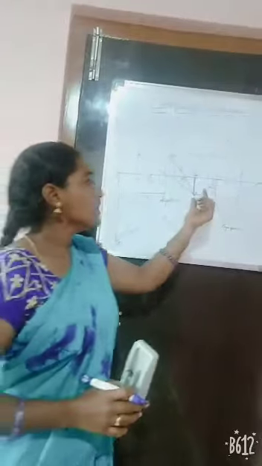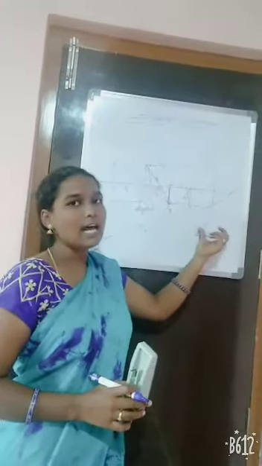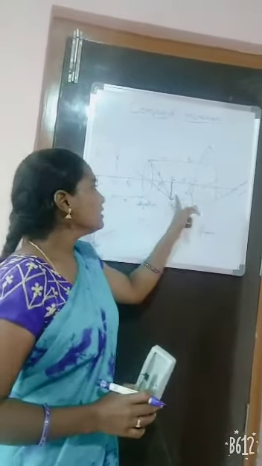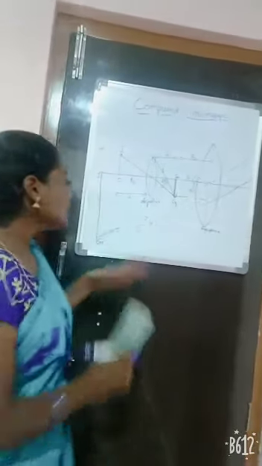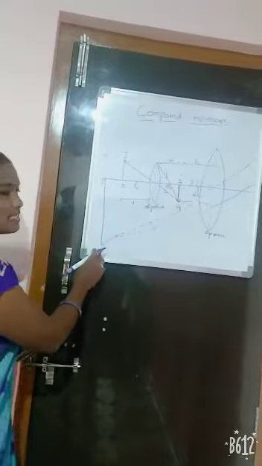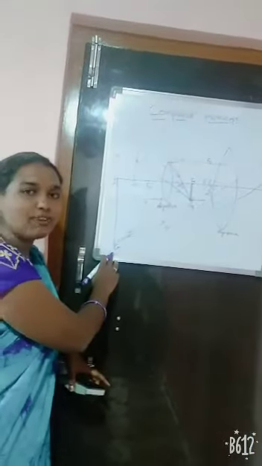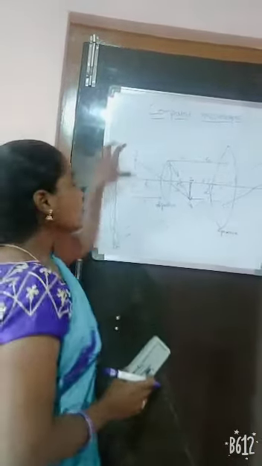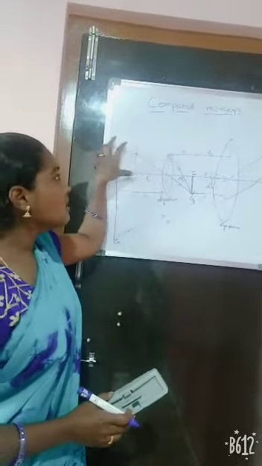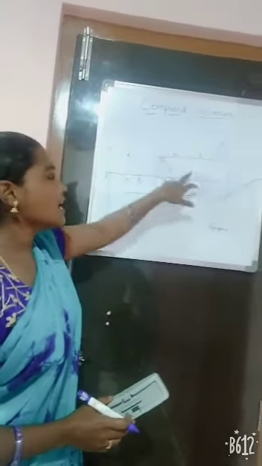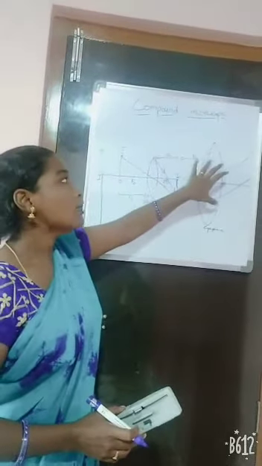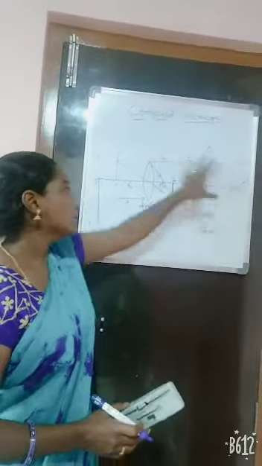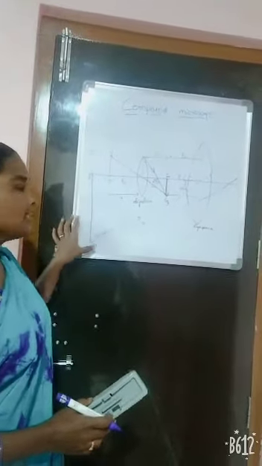Now this image will act as an object for the eyepiece, and again the rays get refracted and you will get the final image as a virtual and magnified image. So here OJ is the object, its image is I1G1, and this I1G1 acts as an object for the eyepiece, and again you get the final image as IG.